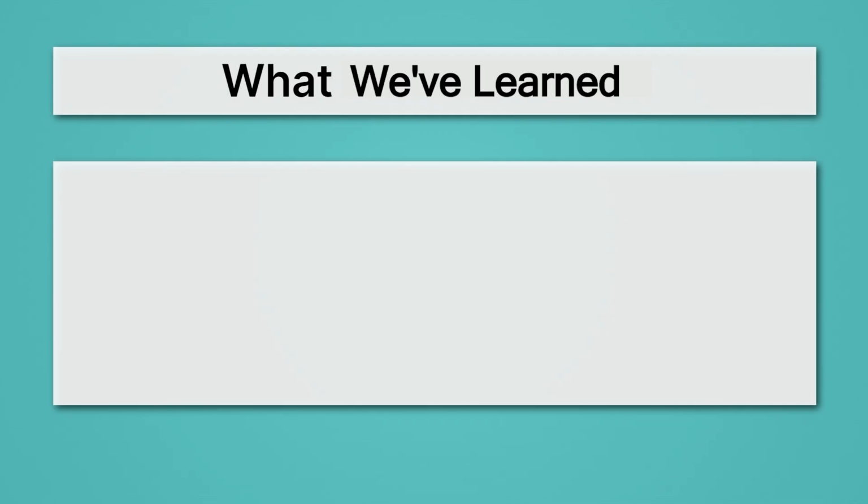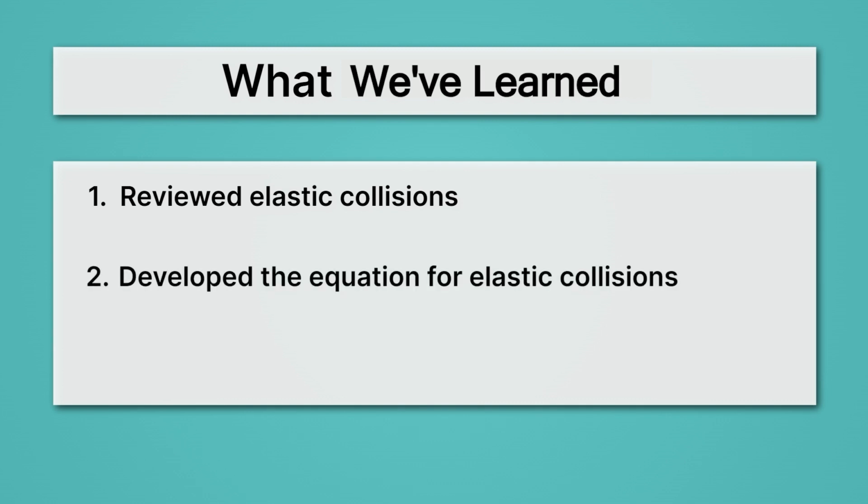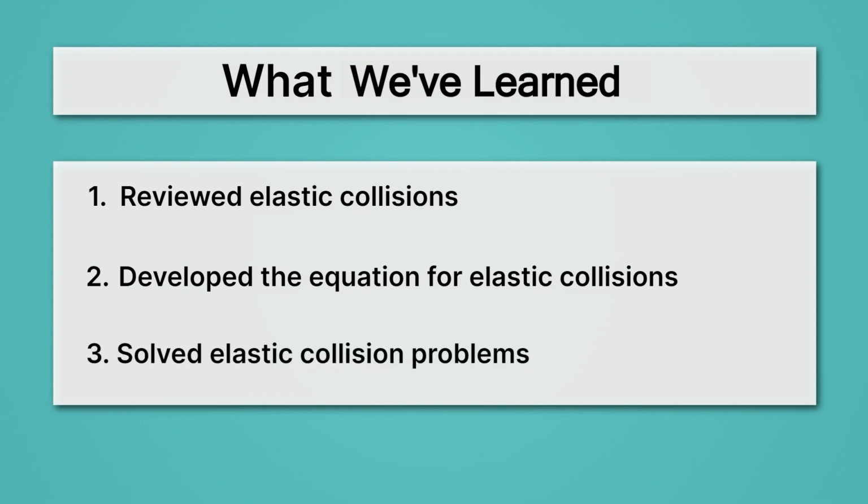Let's review what we've learned. We reviewed elastic collisions. We saw those are collisions where things bounce, and that kinetic energy is conserved among several other important properties. Then we developed the equation for elastic collisions step by step. And lastly, we solved 2 different elastic collision problems.